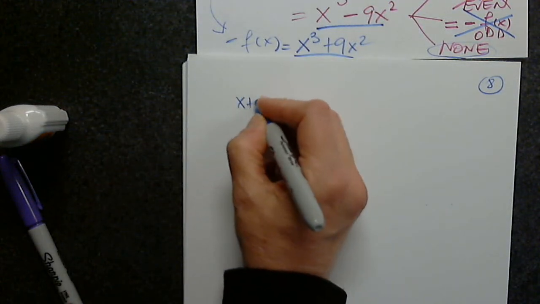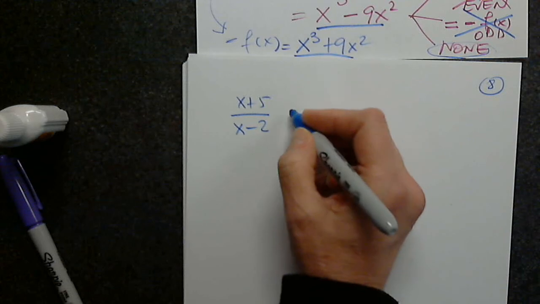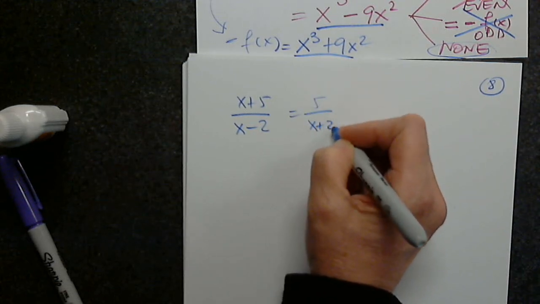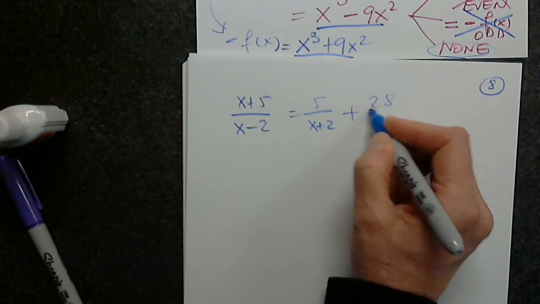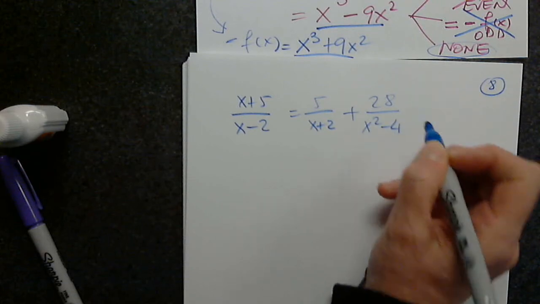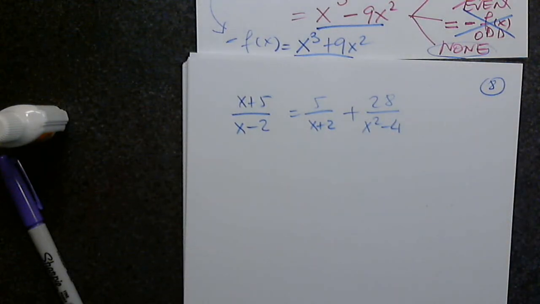So then we have x plus 5 over x minus 2 equals 5 over x plus 2 plus 28 over x squared minus 4. Okay. What type of equation is this? Excellent. It's a rational equation.